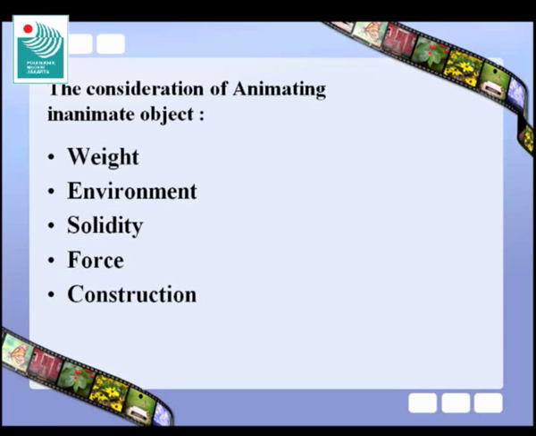Let's look at this slide. When animating any inanimate object, we have to take the following things into consideration. First, weight. Two, environment. Three, solidity. Four, force. Five, contraction.